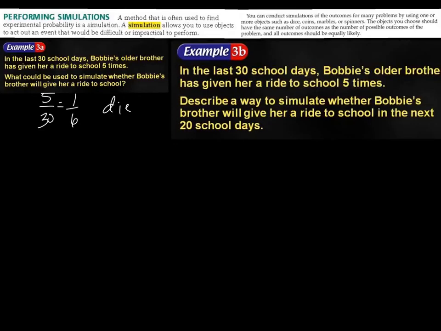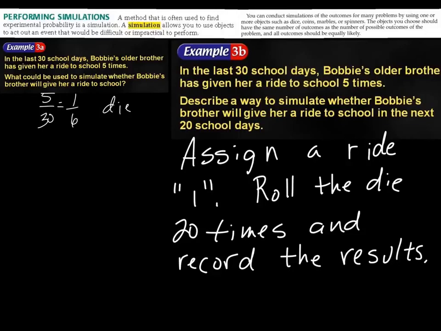Describe a way to simulate whether Bobby's brother will give her a ride to school in the next 20 school days. You could assign getting a ride as the number 1, roll the die 20 times, and record the results. Another good option that we'll explore is using a website such as random.org, which doesn't limit you to multiples of 6. You could use any random number.